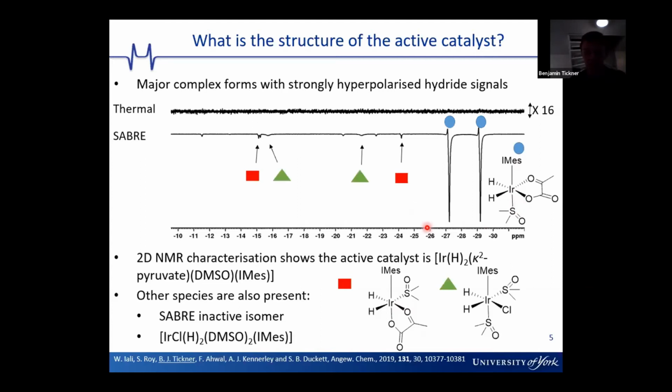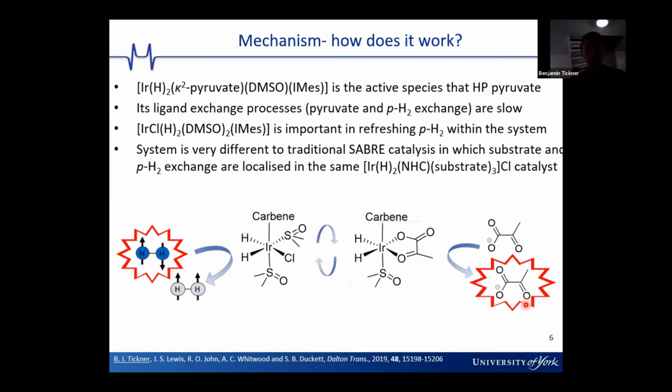We also see signals shown by the green triangles for this species, which is the bis DMSO chloride species, which I'll talk more about on the next slide because it turns out to be quite important. So I want on this slide just to mention quite briefly the mechanism of how this works. And when I say mechanism, I mean more from an inorganic chemist's standpoint.